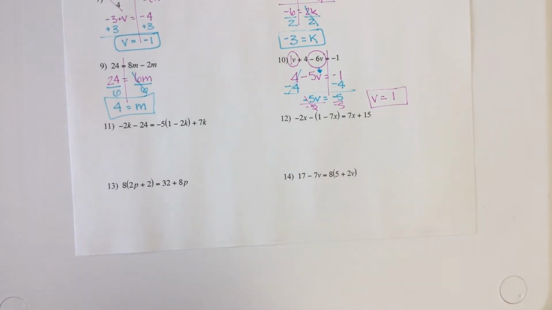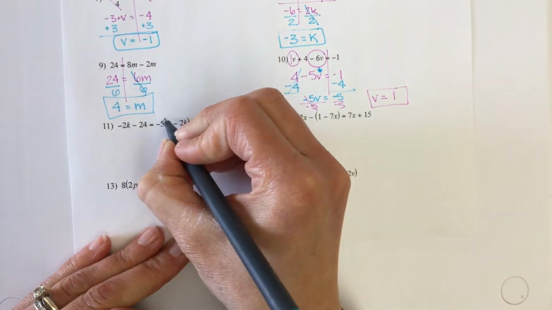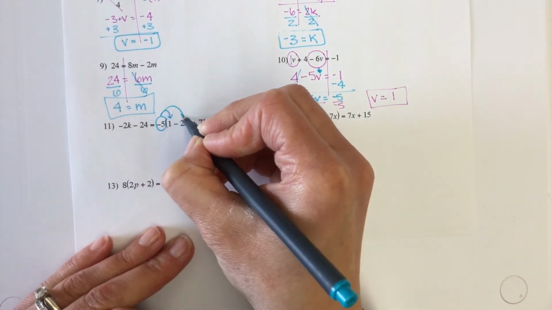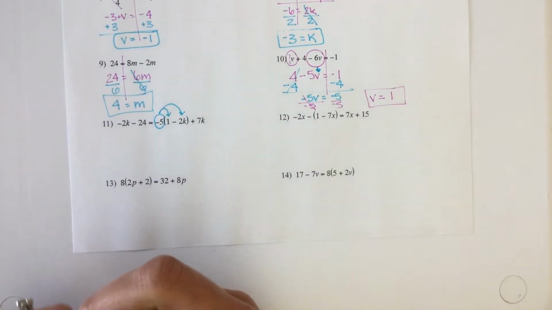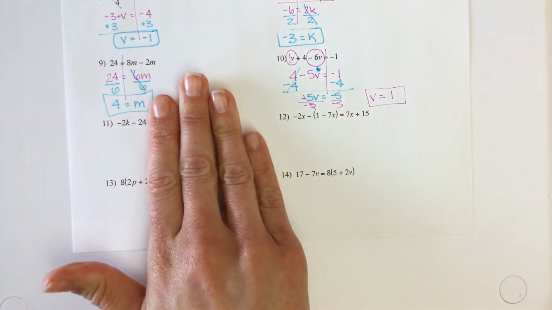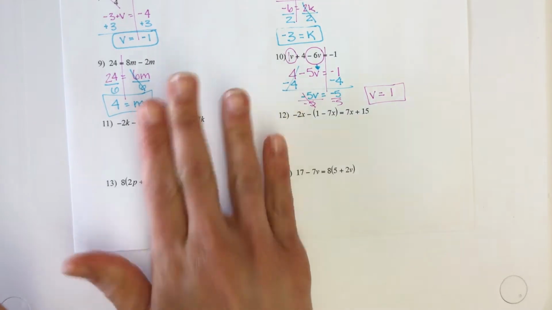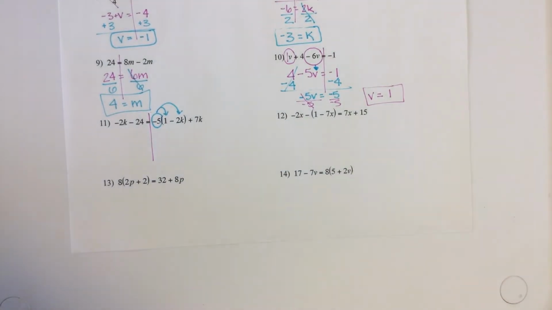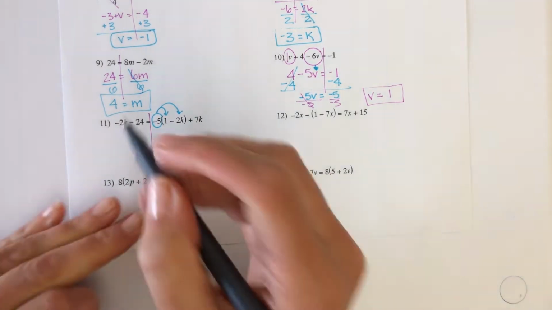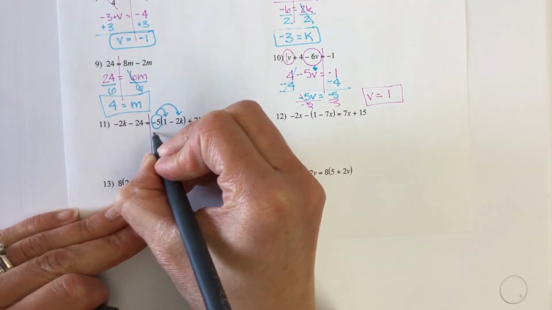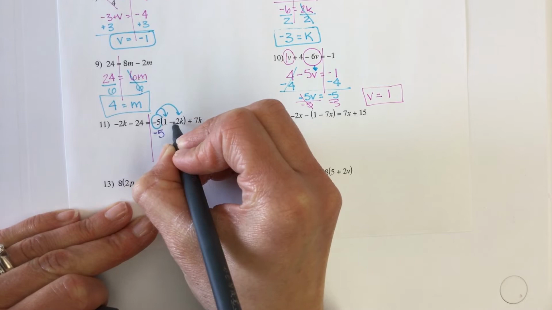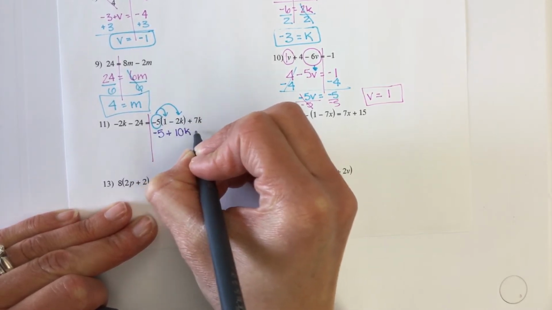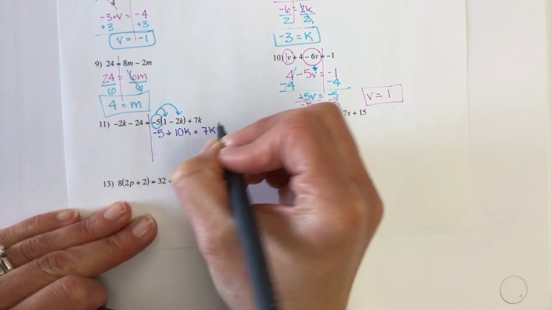Number 11. This one's a little trickier because I have to distribute this into my expression before I can do anything. I check this side of the equation. There's nothing I can simplify. I'm going to draw my line. And I'm going to take negative 5 times 1 gives me a negative 5. Negative 5 times a negative 2k is a positive 10k. And then I just write that 7k down.